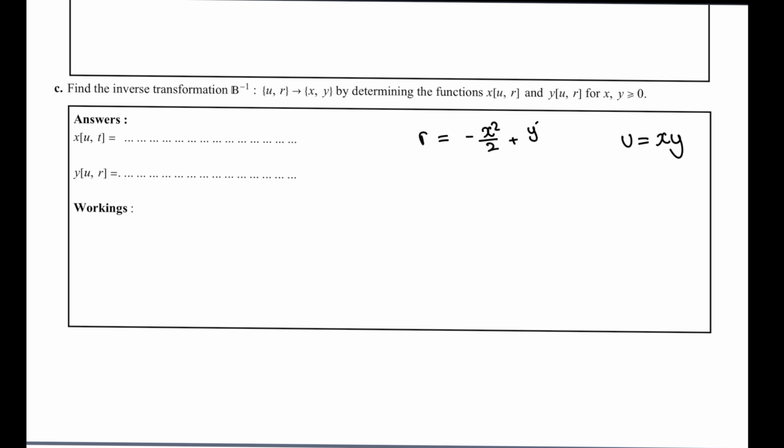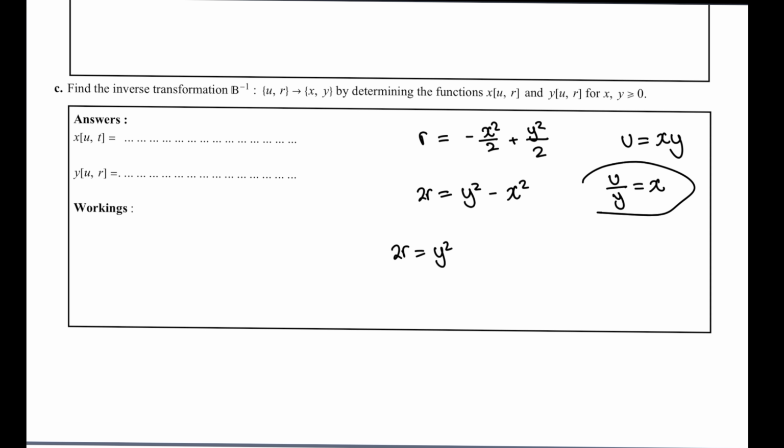this should be y squared over 2. I'm first going to rearrange this function so that we have 2r is equal to y squared minus x squared, and rearrange this function so we have u over y is equal to x. I am then going to substitute this into here, so we get y squared minus u squared over y squared.